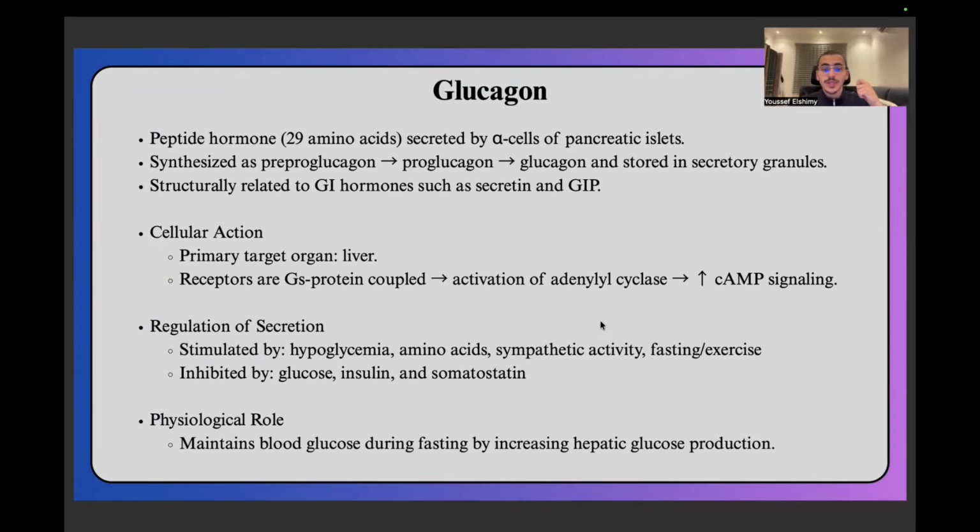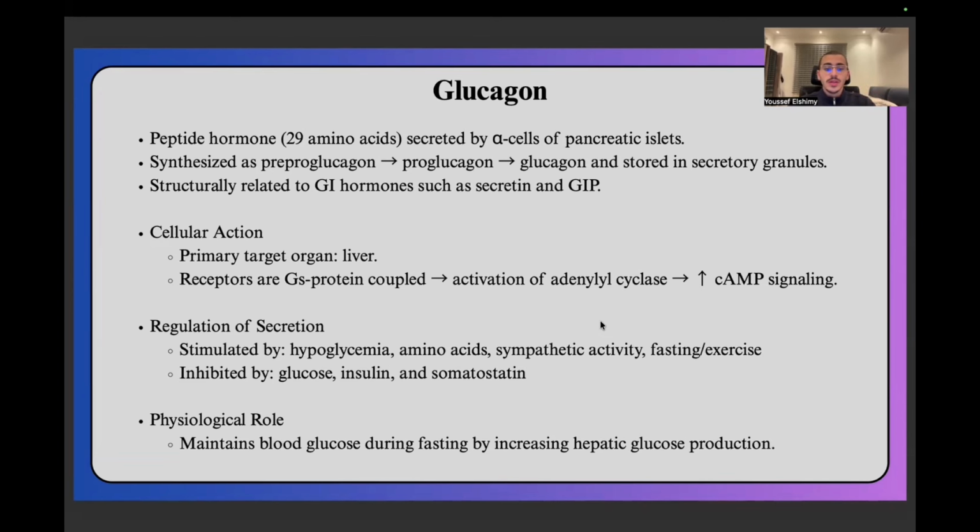So glucagon gets released. What inhibits glucagon is glucose, because if you have enough glucose, then there's no need to raise the blood glucose levels. Also insulin, because it's selfish, as you remember. Insulin inhibits glucagon, and somatostatin, which is an inhibitory hormone that inhibits not only glucagon but also insulin.